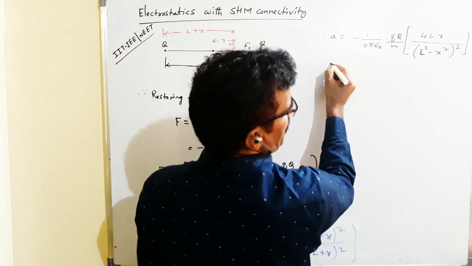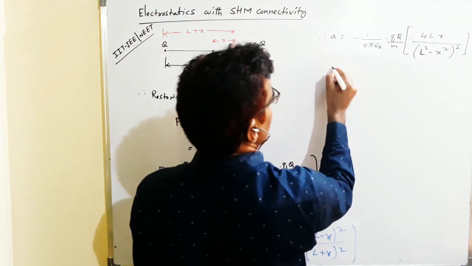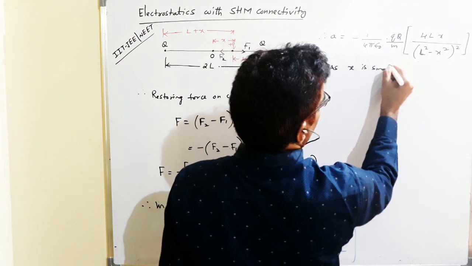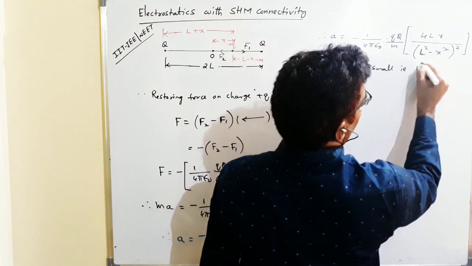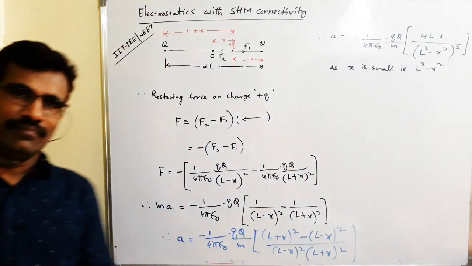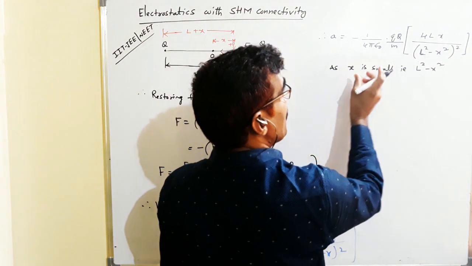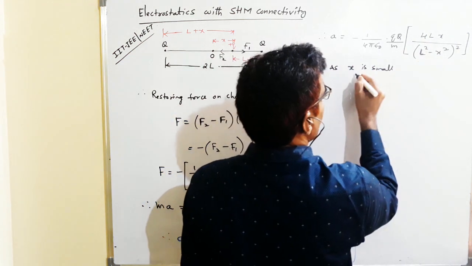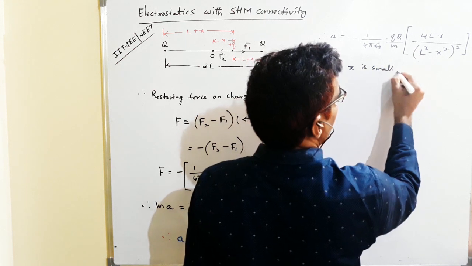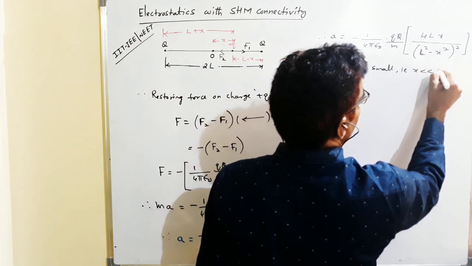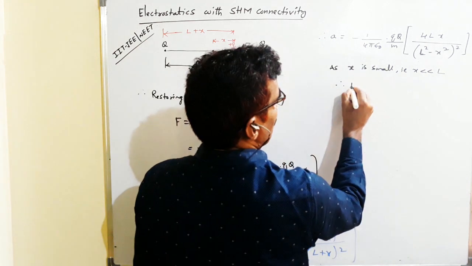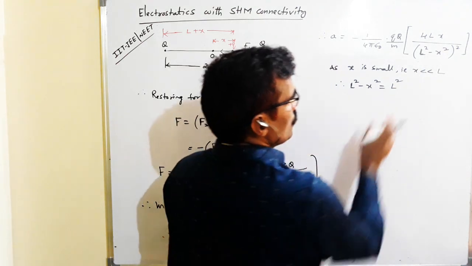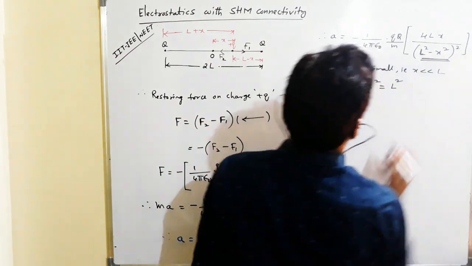So this is the acceleration of the particle towards the midpoint, minus indicates towards midpoint. As per the assumption, if it is slightly displaced, x is very small. What is the meaning of this? x is small, that means x is less than L. Therefore here L square minus x square is equal to L square. So substitute L square here.